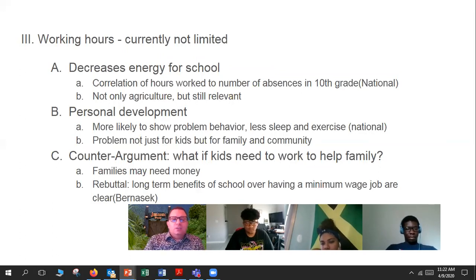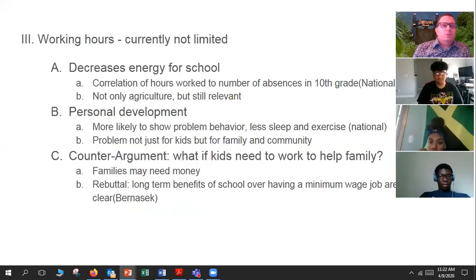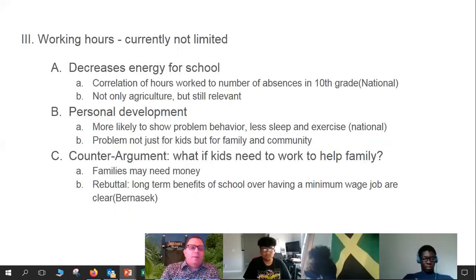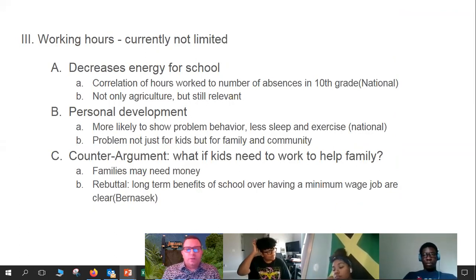And then they finished this lens by introducing a counter argument, which is that some of these families need this. They need the free labor or their farms are not going to last. The families need this money. The rebuttal for that then would be that there are much clearer long-term benefits of going to school than there are in having to spend your life working this kind of minimum wage job at best.